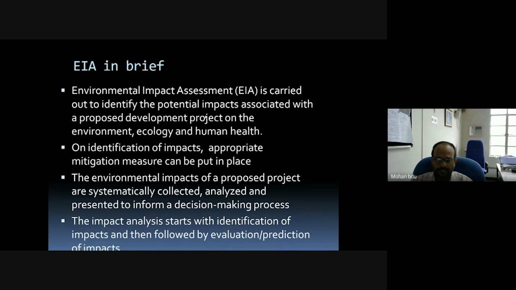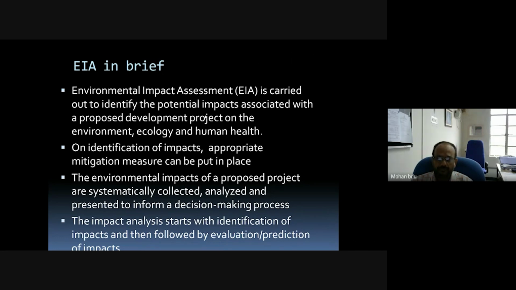So in the process, the environmental impacts of the proposed development projects are systematically analyzed. In fact, the data is collected, analyzed, and presented in a form to facilitate decision making. So EIA is a tool to be applied for environmental governance.